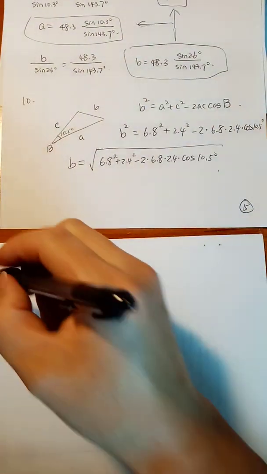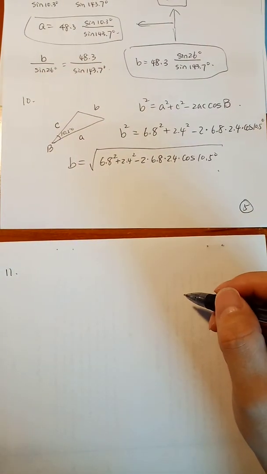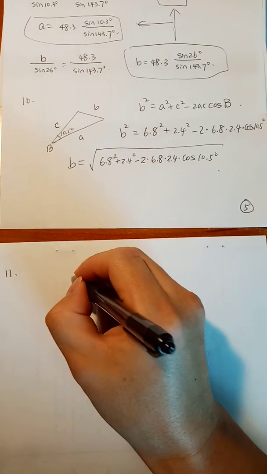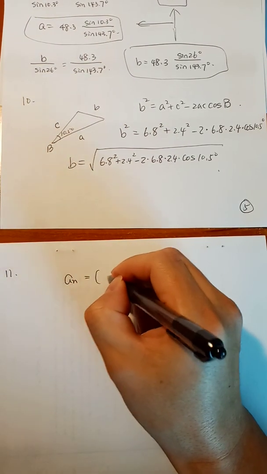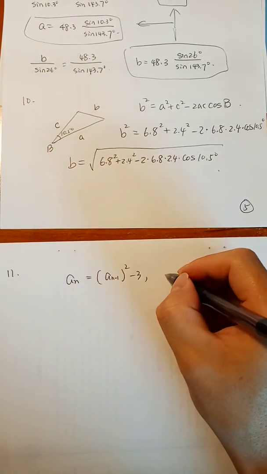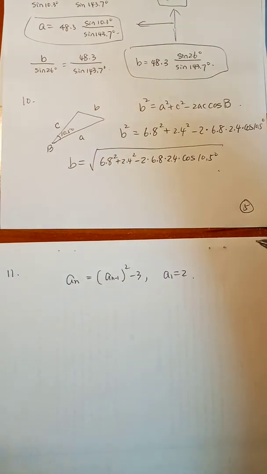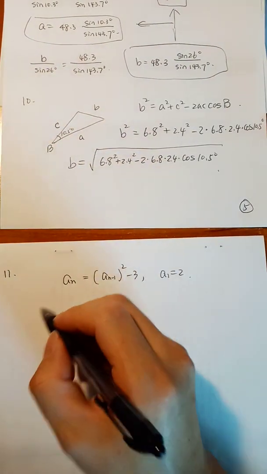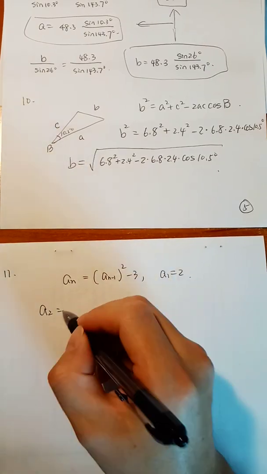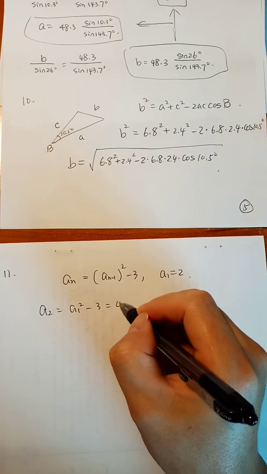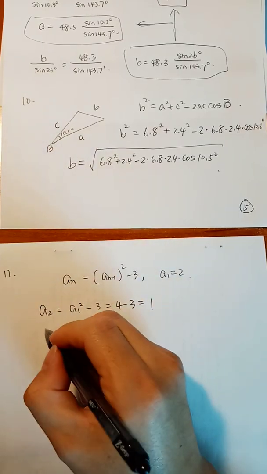Okay, last one. Find the sixth term from this recursive formula. The recursive formula is a_n equals a_(n-1) squared minus 3, and a1 equals 2. Okay, then nothing you can do. Just do it step by step. So you have a1. Let's check a2. a2 is a1 squared minus 3. So it's 4 minus 3 is 1.